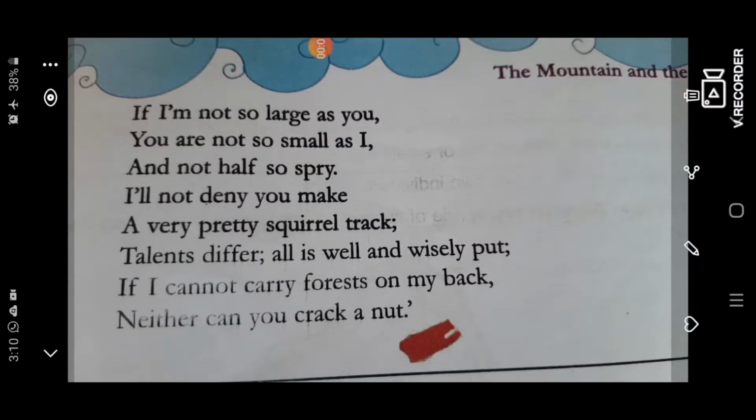If I am not so large as you, you are not so small as I, and not half so spry. I'll not deny you make a very pretty squirrel track. Talents differ. All is well and wisely put. If I cannot carry forest on my back, neither can you crack a nut.